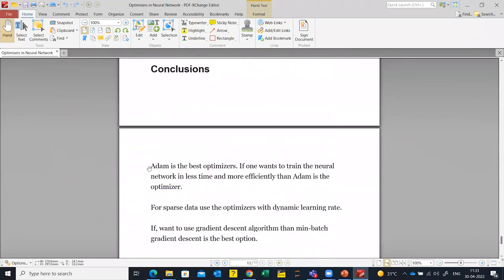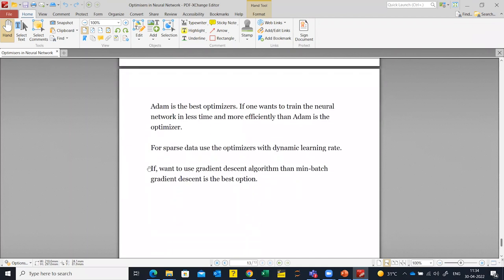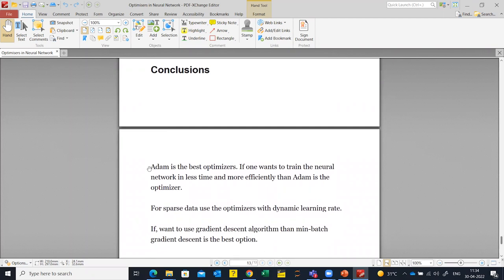Now, the conclusion is that ADAM is the best optimizer if one wants to train the neural network in less time and more efficiently. So ADAM is the best optimizer whenever you have very little time, okay, and you want to optimize your model. For sparse data, we can use the optimizers with dynamic learning rate, right? And if you want to use a gradient descent algorithm, then mini batch gradient descent is the best option. So that is how the comparison of different optimizers works.